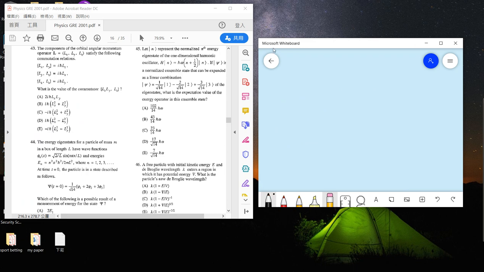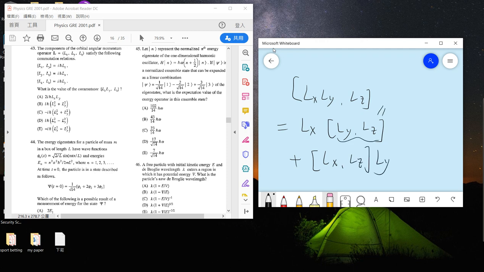So 43. I just compute this. This is common sense, you can compute this very quickly. So this is i h bar Lx. This is minus i h bar Ly. So you get Lx squared minus Ly squared. So the answer is D.